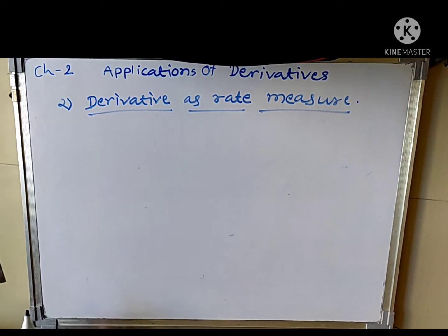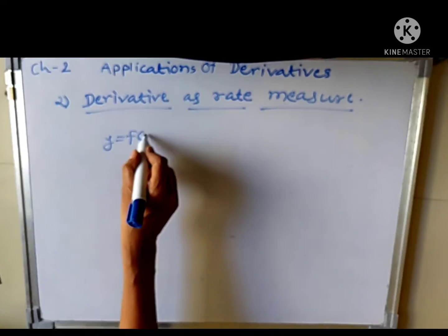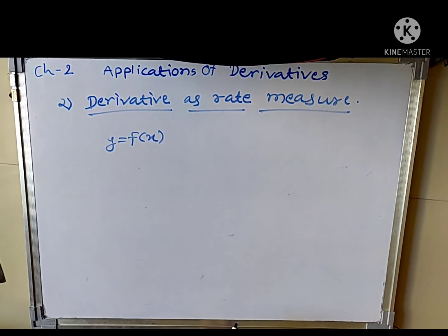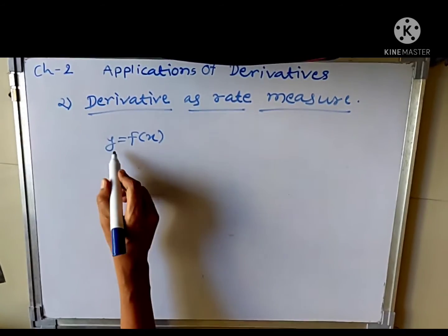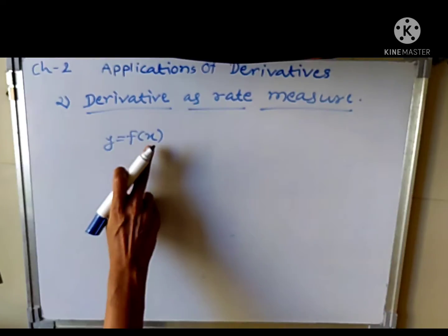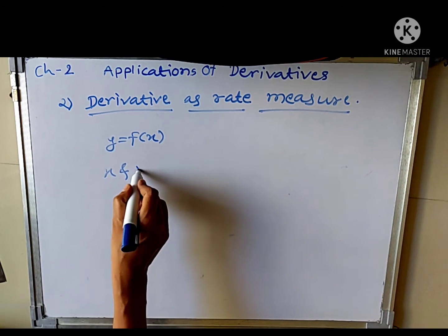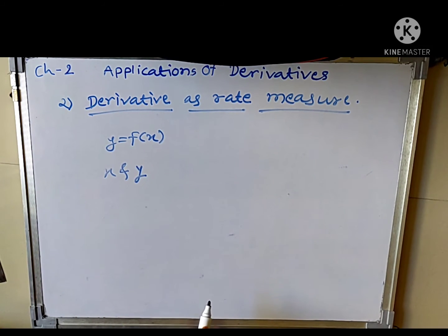In detail here we have to study: if y is equal to f of x is a function, then in this given function there are two variables, x and y. How many variables are there? x and y.